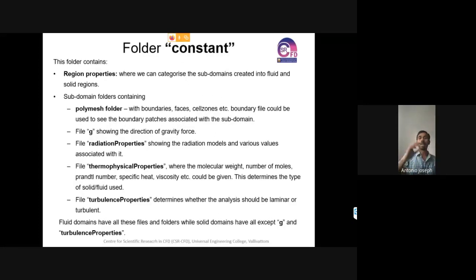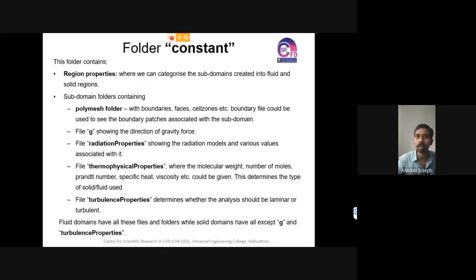In the constant folder again, we'll be having a region properties file. Initially I had told some names: heater, air cavity, then left solid, right solid, etc. But OpenFOAM cannot identify whether it is solid or fluid. I am giving it as air cavity; it can be solid or it can be fluid. It's just a name, isn't it?